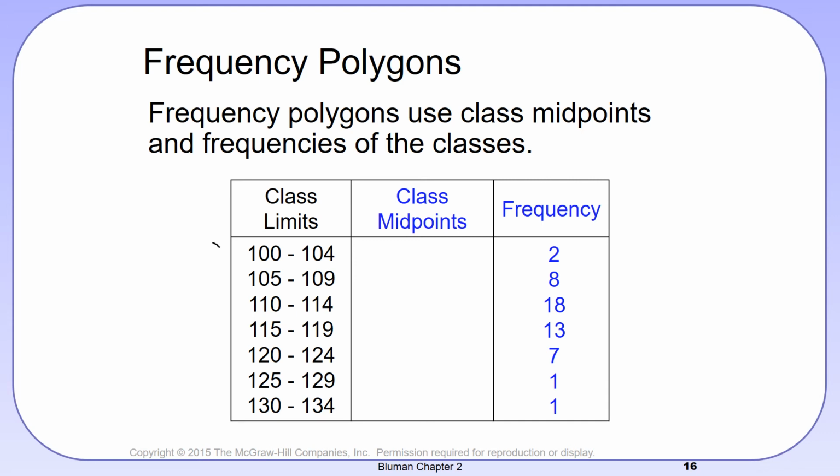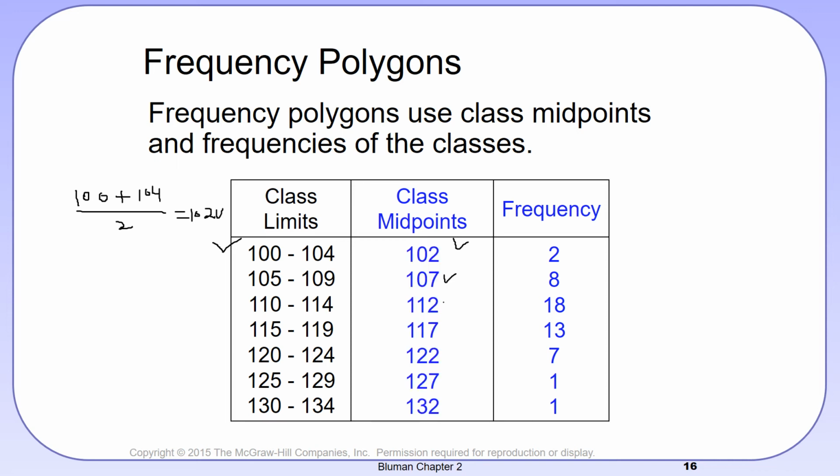So dear students, these are the groups. We have 7 groups, and we have already drawn this in our previous slides. So we need to find the midpoint. How to find the midpoint? Lower limit plus upper limit, 100 plus 104, and then divided by 2, so the answer is 102. This is the midpoint of the first group. Similarly, the midpoints of the second group and the third group, and the midpoint of the last group is 132, and these are the frequencies. As usual, we have already done this.